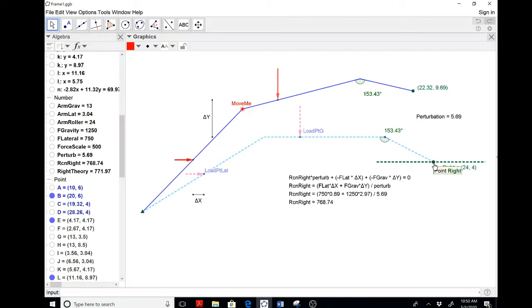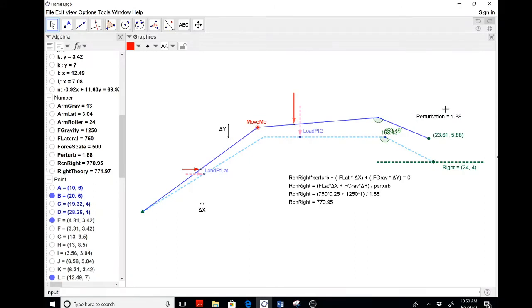This is positive work for the reaction times its perturbation. So reaction times perturbation plus the negative work of the lateral plus the negative work of the gravity, all of that is equal to 0. And the reaction at the right is those two work energies, flipped signs, bring it over to the other side, divide by the perturbation. And look how fun this is. That even for this monstrous perturbation, I am really close to the correct answer theoretically here. And then the nice thing is we can keep track of the perturbation just by displaying it over here.